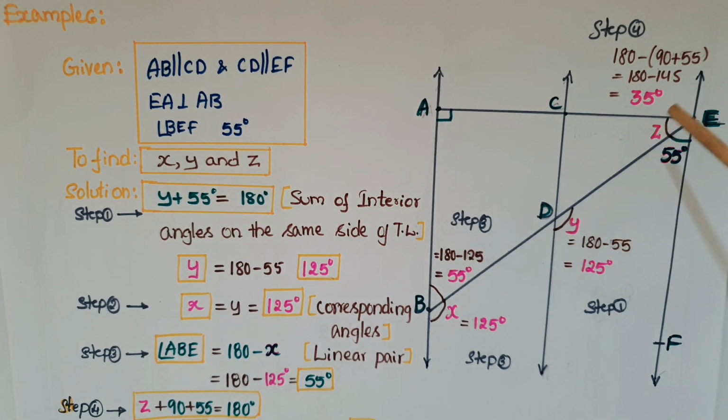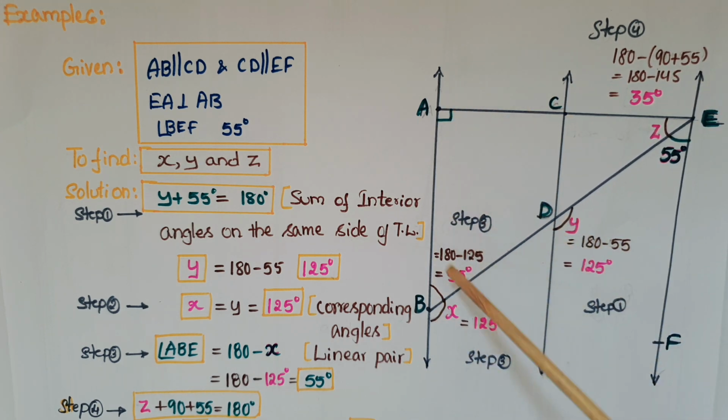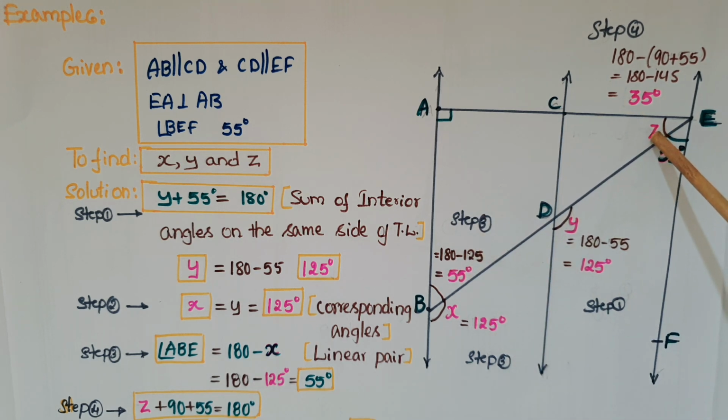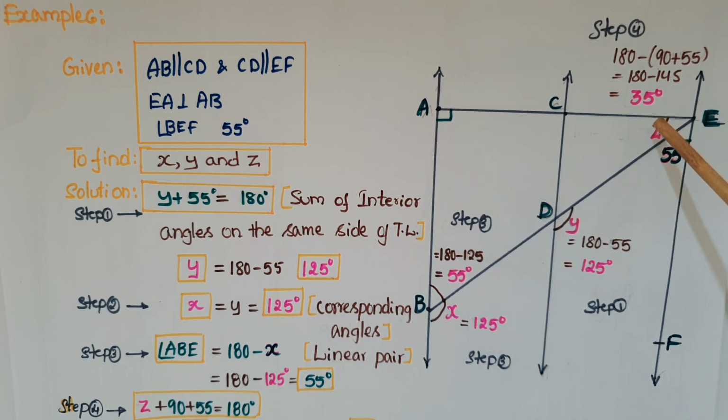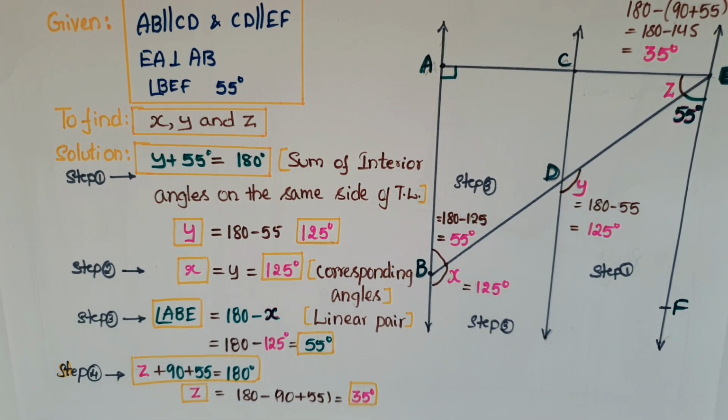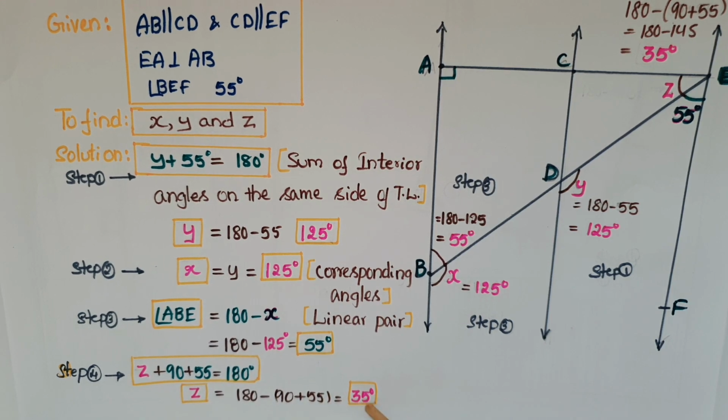Then we have to finally calculate the z value. So if you observe here, ABE is a triangle. So this is 90 degrees and this is 55 degrees, just now we have calculated. And we have to calculate z. So we know that the sum of all angles in a triangle is 180 degrees. So angle A plus angle B plus angle E is 180 degrees. So here z is equal to 180 minus these two angles, that is equal to 35 degrees. So see this value, this is 35 degrees.